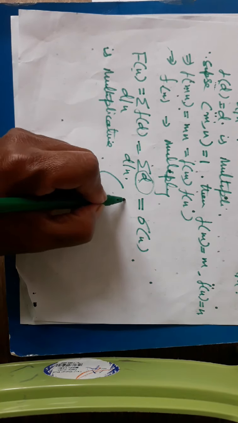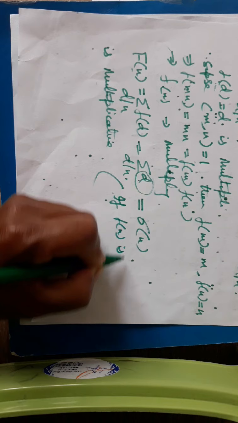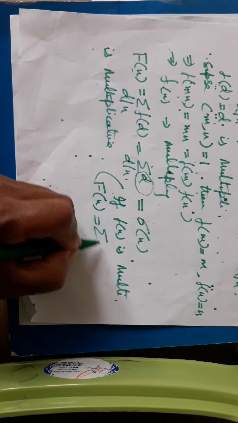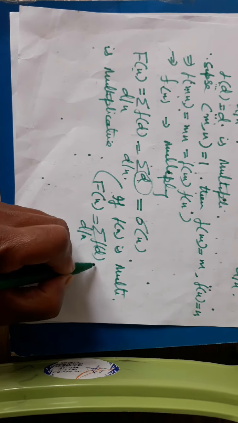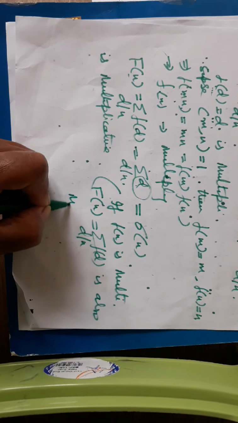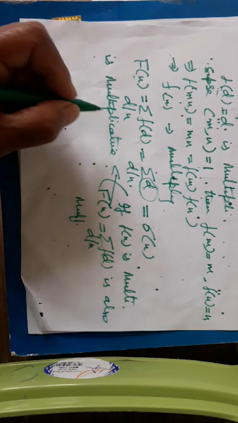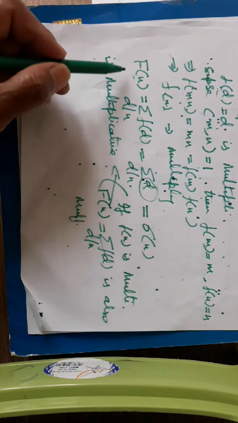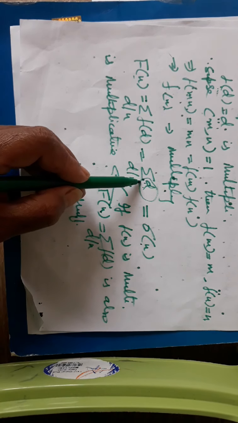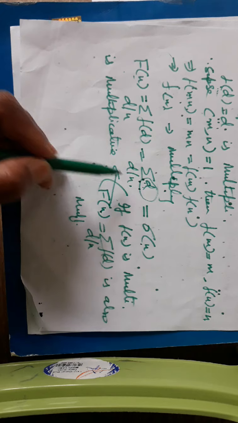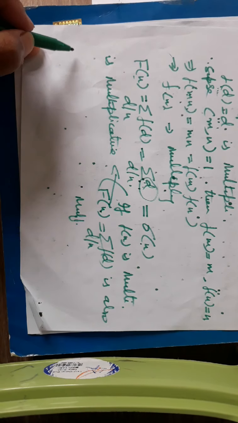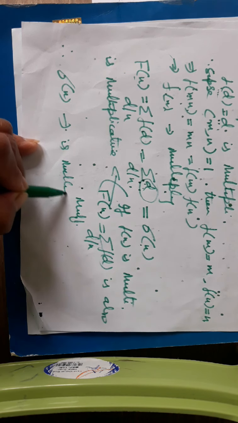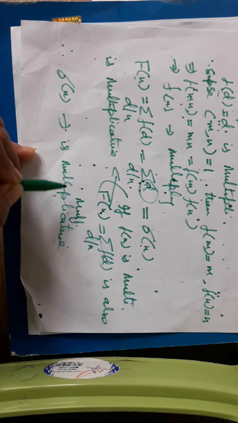The reason is by this theorem: if f of n is multiplicative, then capital F of n, which is defined as the summation of f of d, where d runs over the divisors of n, is also multiplicative. Applying this theorem, because we have shown that f of n equal to n is multiplicative, we can say that sigma of n, which is the summation of d, is also a multiplicative function. So therefore sigma of n is multiplicative. I hope it is clear to you.